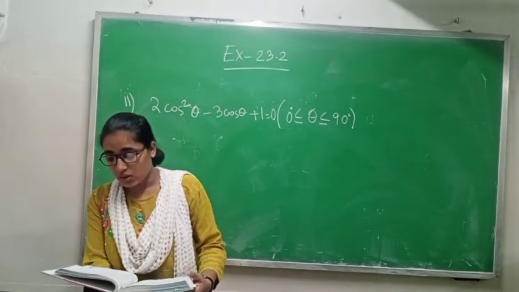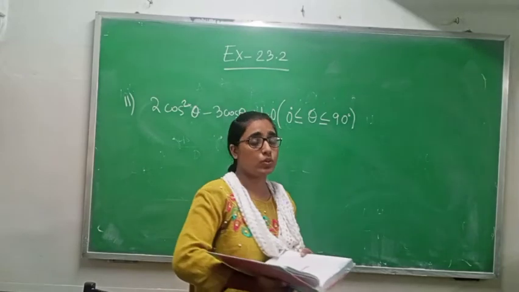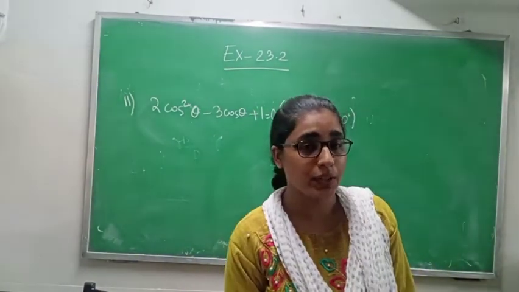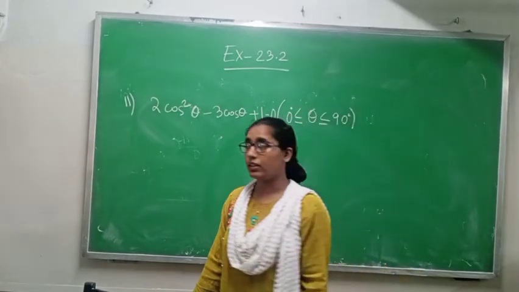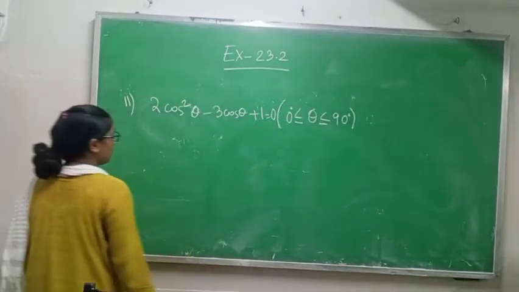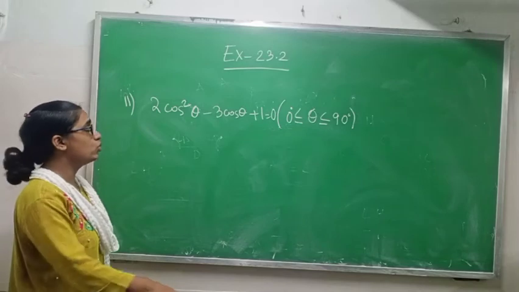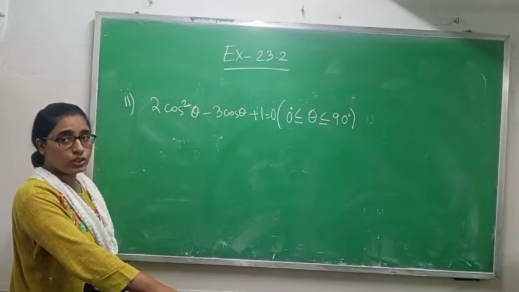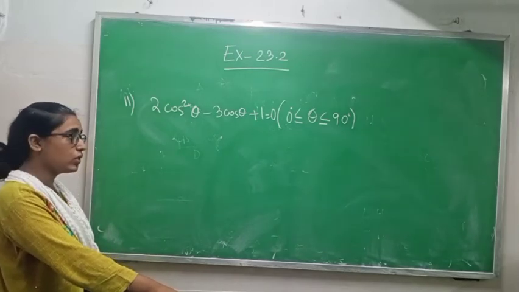So one equation is given to you. Using this equation, you have to find the value of theta, which must lie between 0 degree to 90 degree. So what equation is given to you? 2 cos square theta minus 3 cos theta plus 1 equals 0. This equation is given to you.